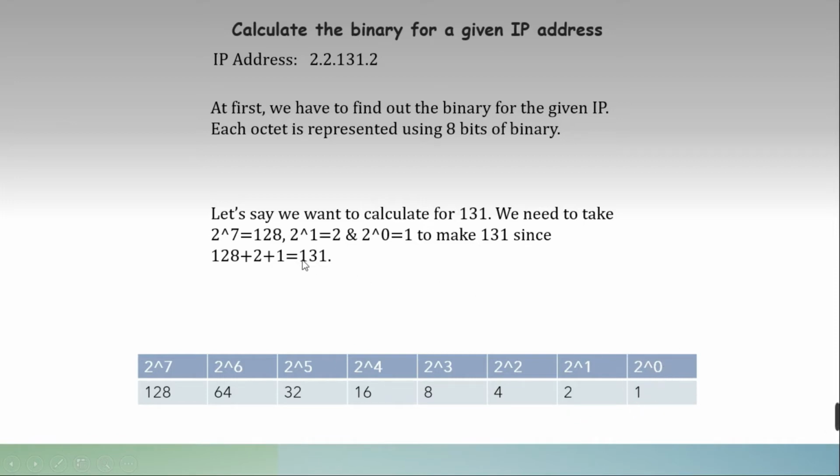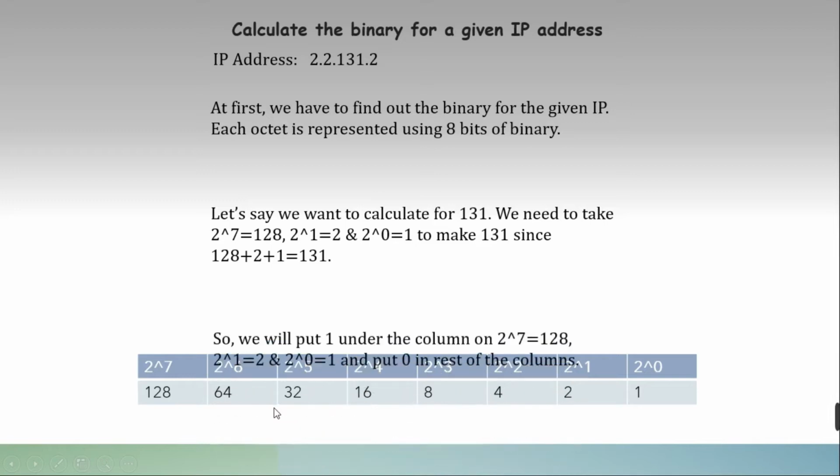Alright, so basically if we take 2 to the power 7, 2 to the power 1, and 2 to the power 0, then those numbers cumulatively can create 131, which is our desired number. Because 128 plus 2 plus 1 equals 131. So that's why I'm going to put 1 under only those columns which are actually needed for my calculation, and put 0 under the rest of the columns.